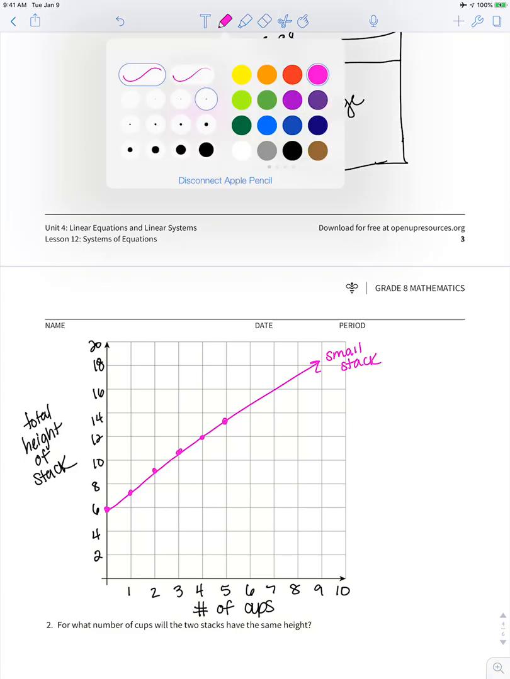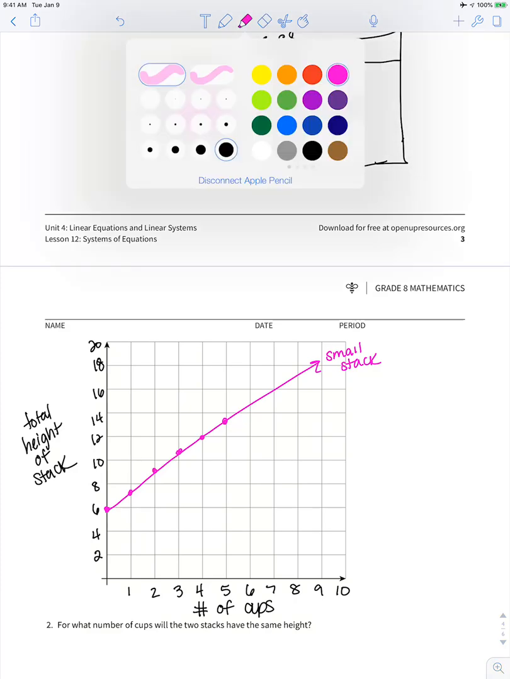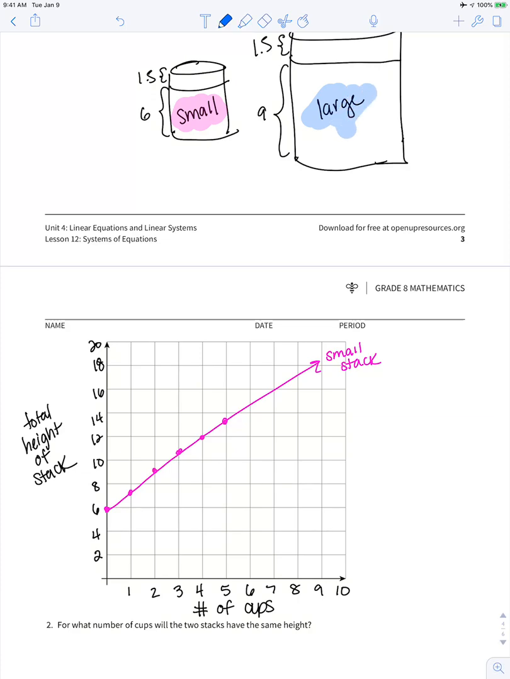Then my large stack will go blue for my large cup. Here we're going to start at 9. And again, I'm just going to do my best job estimating the points on here. What am I at? 3. Somewhere around there. Okay, it's close enough. But let's talk about what we noticed.